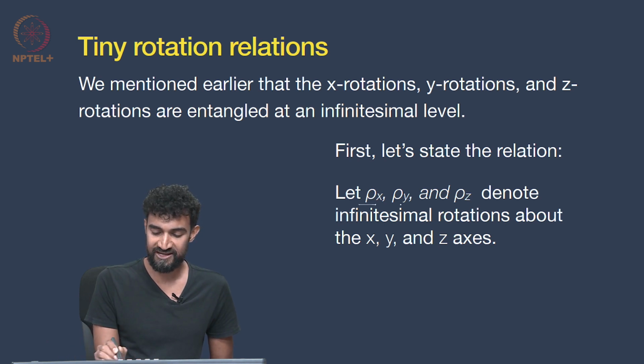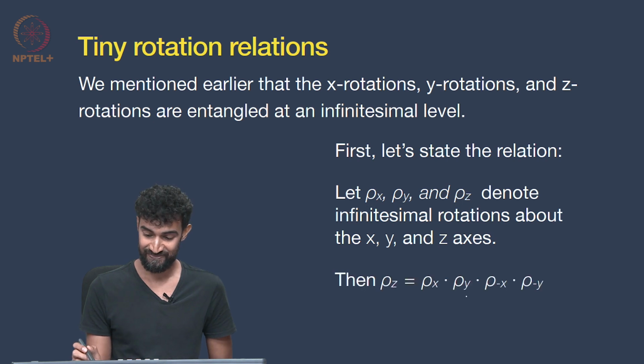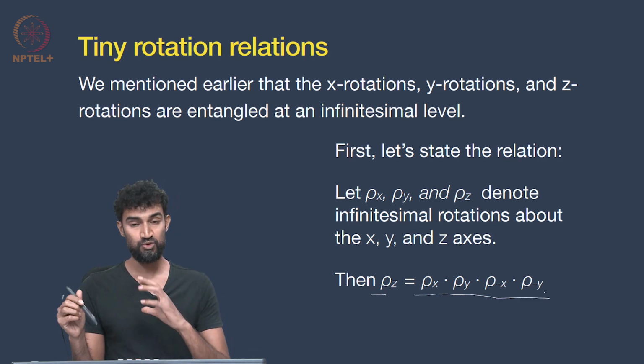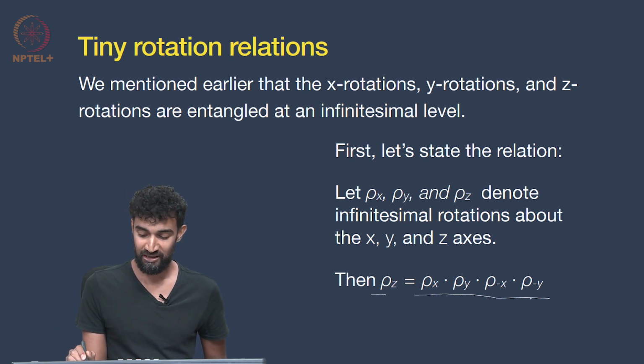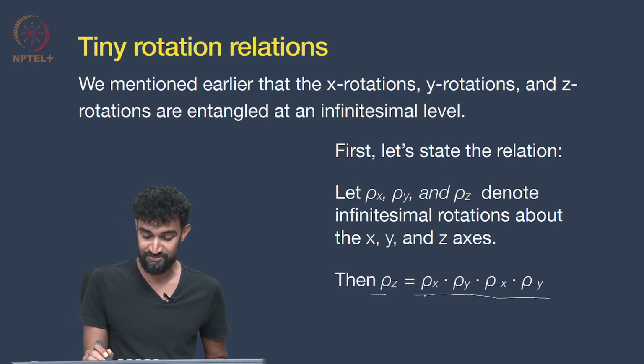So let's let rho x, rho y, and rho z denote infinitesimal rotations about the x, y, and z axes. It turns out that rho z is then equal to rho x times rho y times rho negative x times rho negative y, where, as usual, we're reading these operations from right to left. So really we're performing an infinitesimal negative y rotation, then an infinitesimal negative x rotation, then an infinitesimal positive y rotation, and finally an infinitesimal positive x rotation.